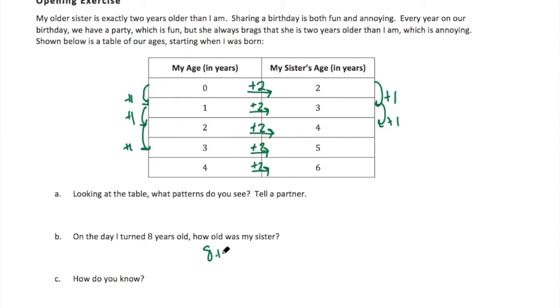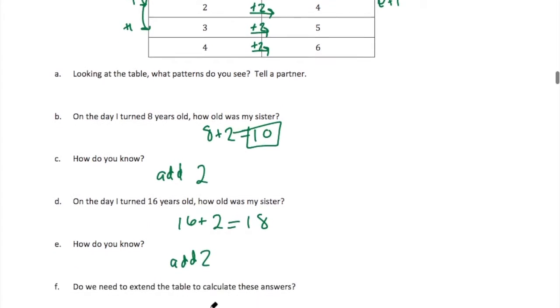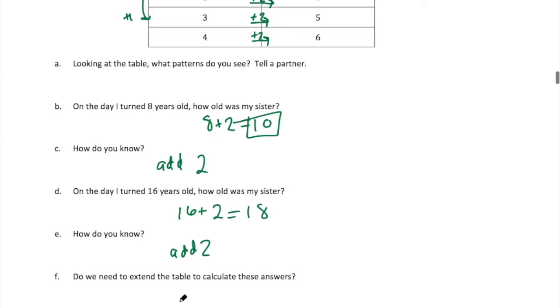So if the younger sister's 8, well, the older sister's 10. How do we find that? We added 2, obviously. When the younger sister is 16, the older sister is 16 plus 2, which is 18. Again, we added 2. So do we need to continue the table? No, we are fine to just use our pattern to figure that out.